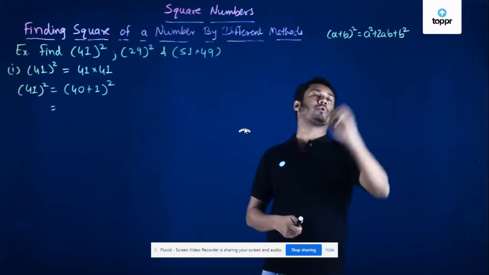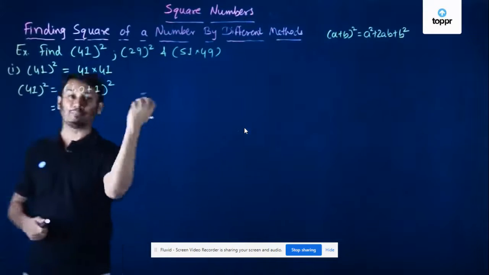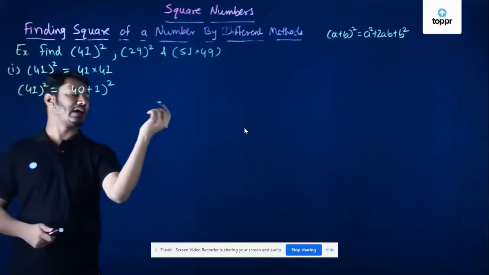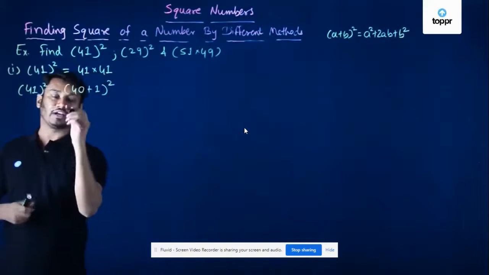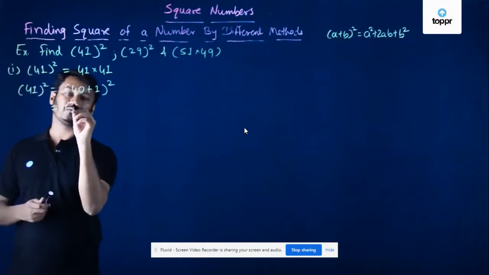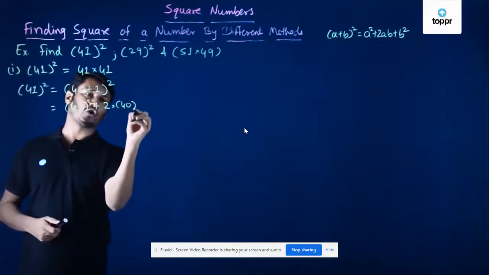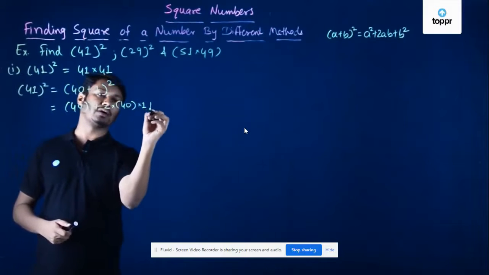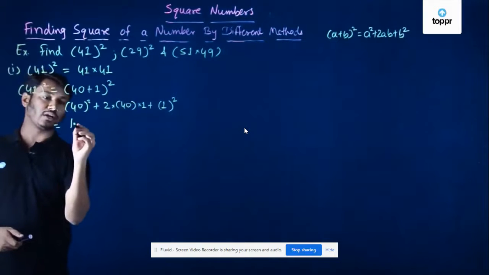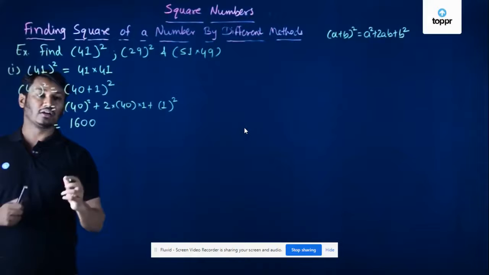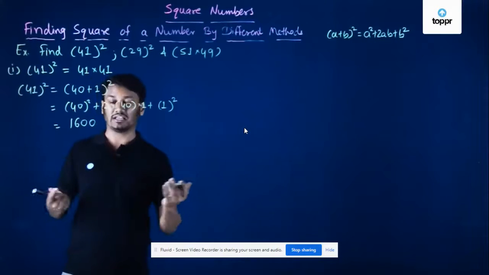So if I apply this particular formula here, then in place of a it is 40 and in place of b it is 1. So what do we get? We get 40 square plus 2 into a into b, which is 40 into 1, plus b square, which is 1 square. Now here 40 square we know is nothing but 1600. Finding 40 square is easier compared to finding 41 square directly.